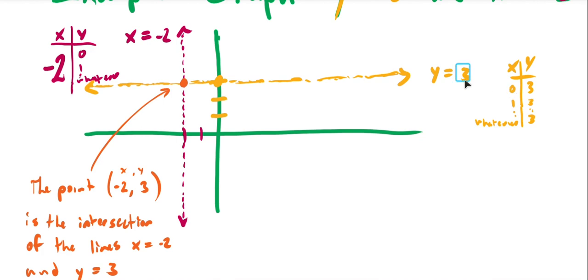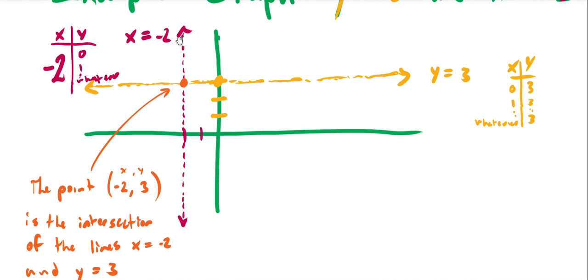And you get a value for y, though, 3. If x is 0, y is 3. If x is 1, y is 3. If x is whatever, you still just get 3's all the way down for every single value of x. That's why it's a horizontal line.